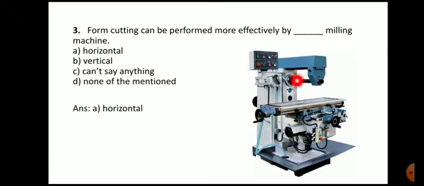So here you have to fix the milling cutter and here you have to place the object. The example of form cutting is nothing but gear cutting. So while cutting the gear you have to mount the milling cutter over here. This is nothing but the arbor. So you have to mount the cutter over the arbor and you have to place the blank over the table of this machine.